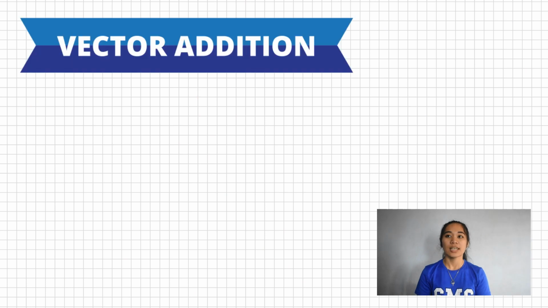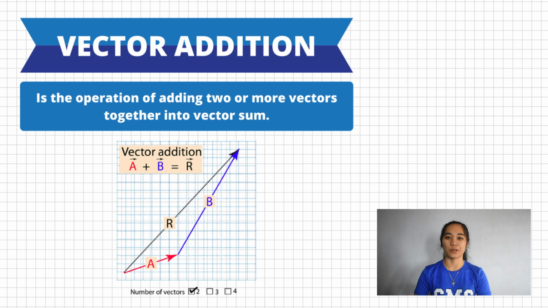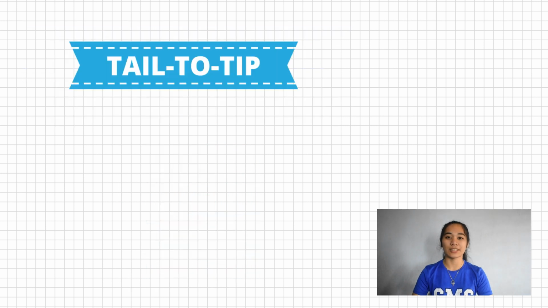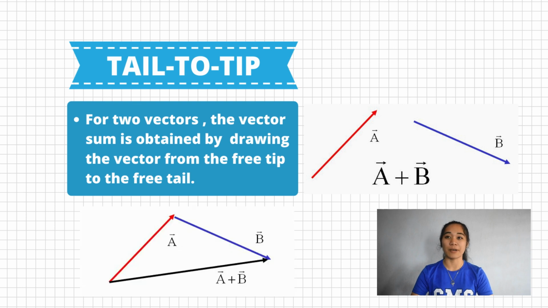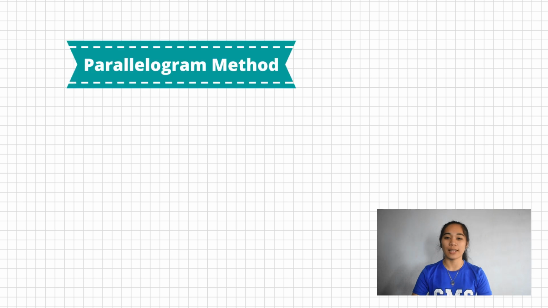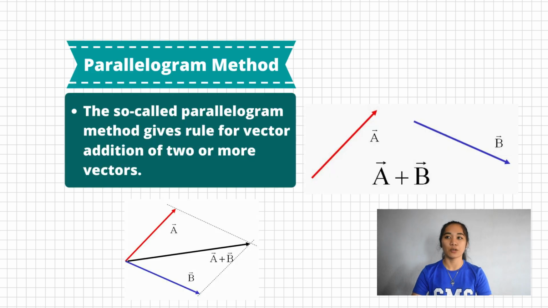Vector addition is the operation of adding two or more vectors together into a vector sum. Tail-to-tip method: for two vectors, the vector sum is obtained by drawing the vector from the free tail to the free tip. Parallelogram method: the so-called parallelogram method gives a graphical vector addition of two or more vectors.